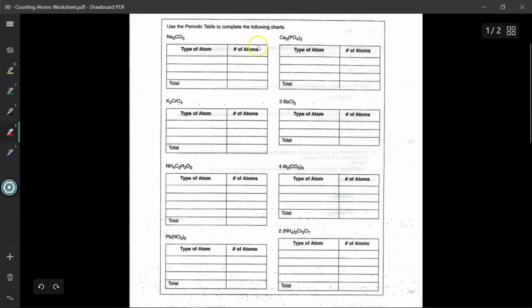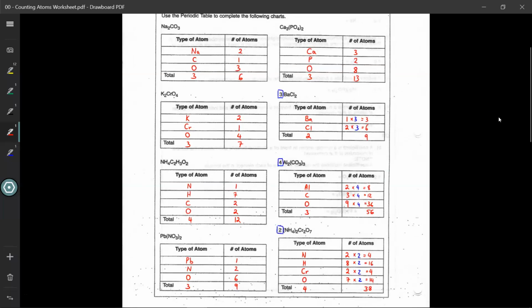So what I'd like you to do now is press pause, try this out yourself. When you're ready, press play, and we'll take it up together. Alright, and here are your answers.